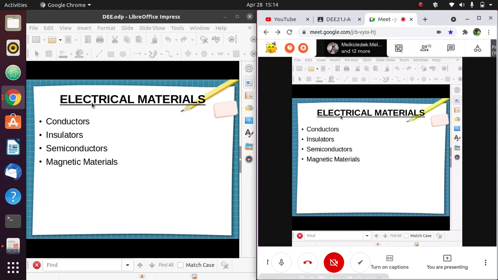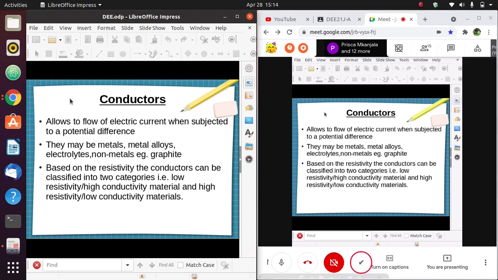Now, electrical materials can be grouped into these four major categories. We have conductors, we have insulators, we have semiconductors and we have magnetic materials. Now, a conductor is a material that freely allows the flow of current through it. Are we together? This is usually brought about by a change in the voltage, a potential difference katika hiyo material.